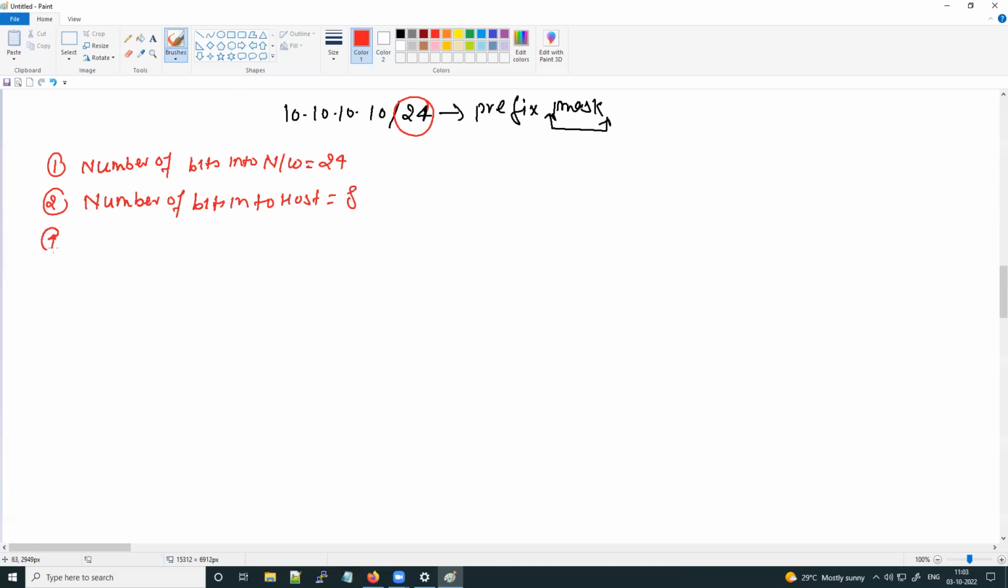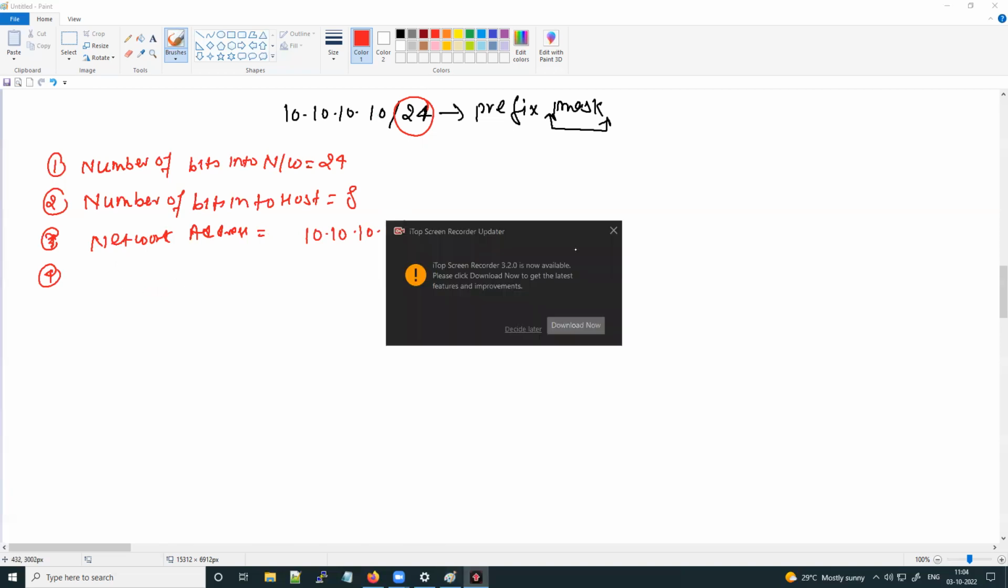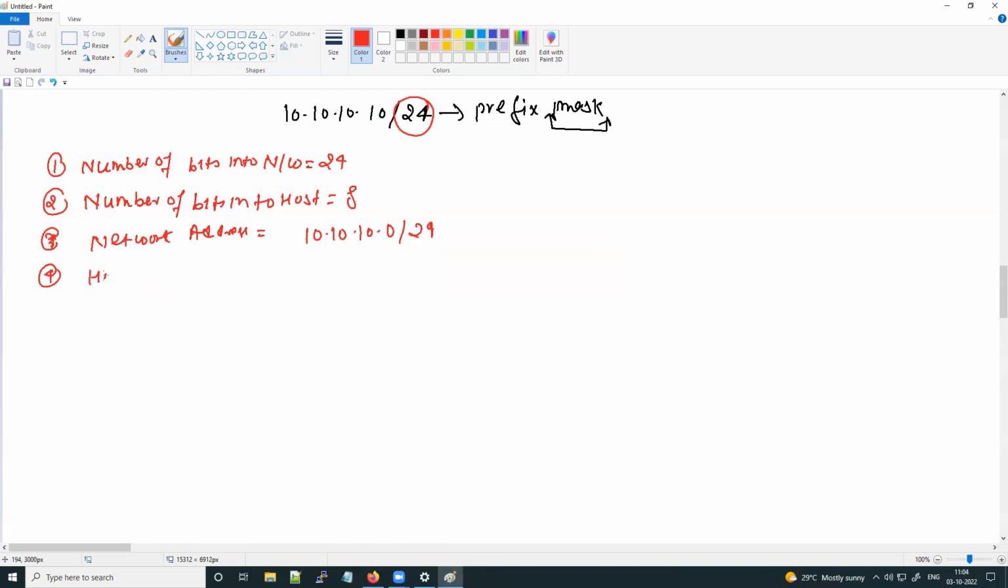The next point, third, is the network address. The network address is made by making all the host bits 0. So if you make all of these 0, you get 10.10.10.0/24, the network address. Fourth is the host address. The host address cannot be written without the network address, so we write the host address as 10.10.10.10/24. This is what we understood till now.